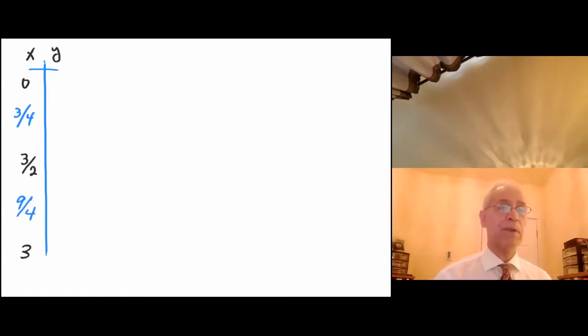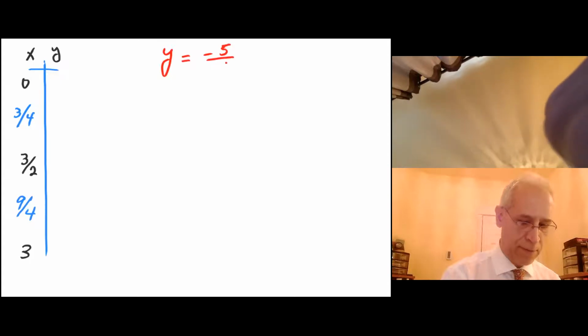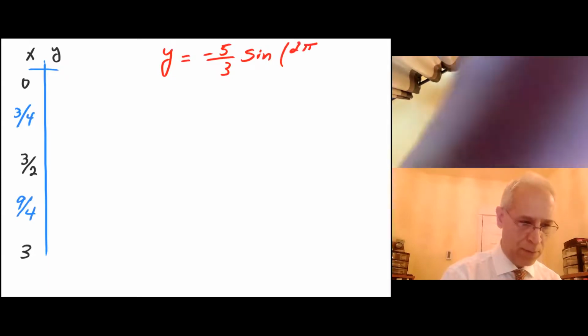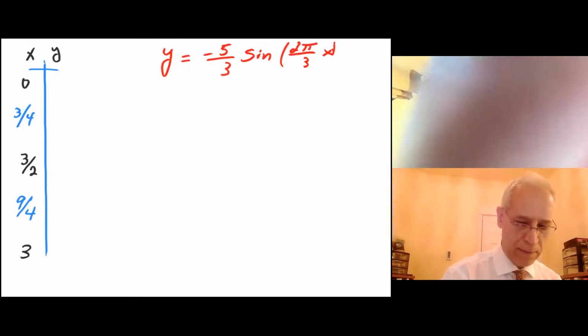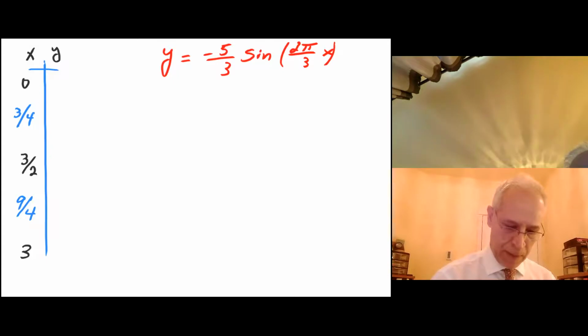And now I'm going to plug these values 0, 3/4, 3/2, 9/4, and 3 into my equation, let me write it here again so we have it handy. y equals minus 5/3 sine of 2 pi over 3x. Okay, when I plug in 0, 2 pi over 3 times 0 is 0, sine of 0 is 0, and 0 times negative 5/3 gives me a 0.